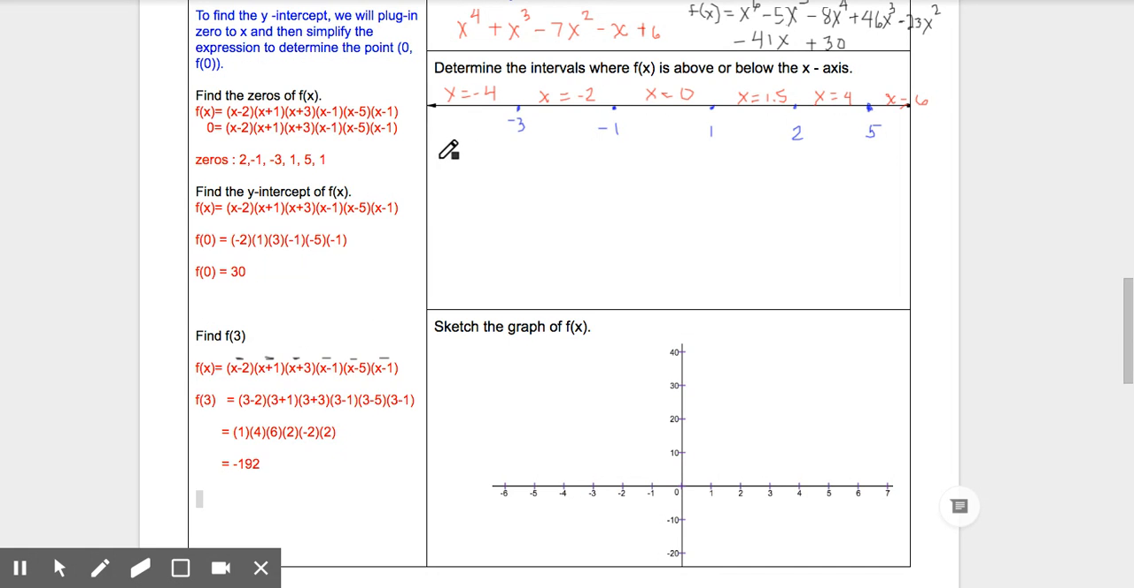Okay? So that means f of x is positive in this section. And therefore, f of x is above the x-axis.